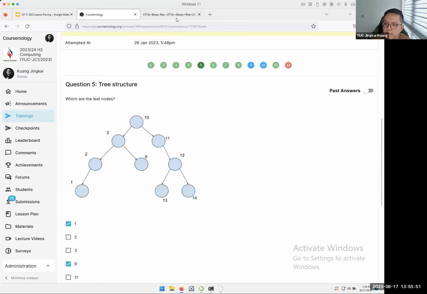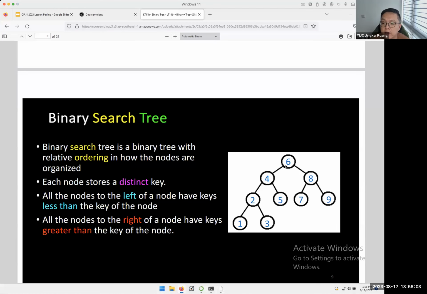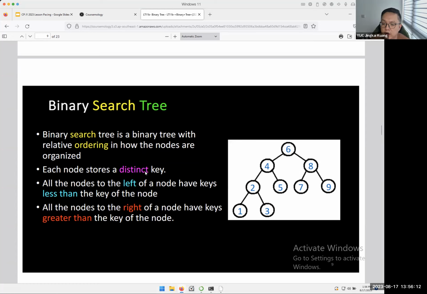This one is binary search tree. Let's talk a bit about binary search tree. It is a special application of the binary tree. As long as each node can only have two children, I think that's the most important thing. If you look at this slide, each node stores a distinct key. All the nodes to the left of a node have keys less than the key of the node. Here, the key refers to the value stored inside a node. All the keys to the right of a node have keys greater than the key of the node.